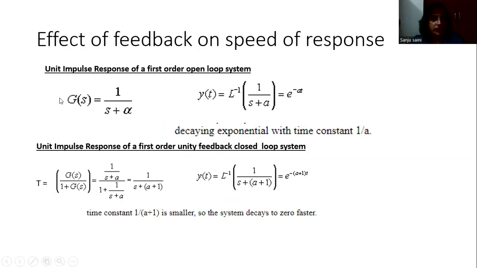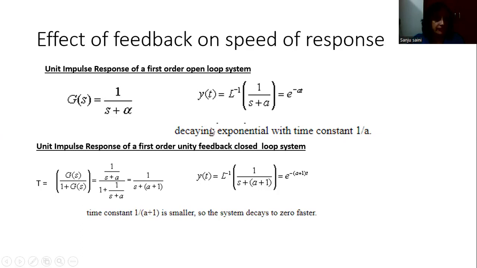Let us consider a first order system that is having a transfer function 1 divided by s plus a. So if we apply a unit impulse input to this transfer function, the unit impulse response will be given by Y(s), because R(s) will become equal to 1 in that case. So Y(s) will become equal to 1 divided by s plus a. If we take the inverse Laplace transform, then y(t) will be equal to e to the power minus at. So it means that in the case of the first order open loop type of system, the output is decaying with a time constant equal to 1 divided by a.